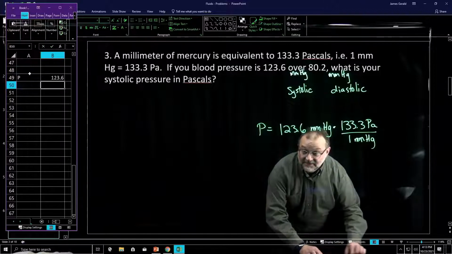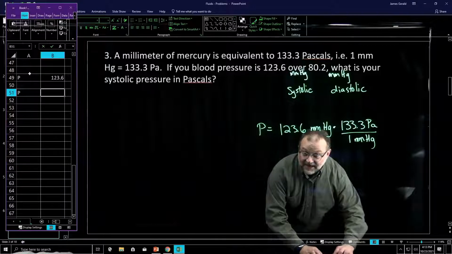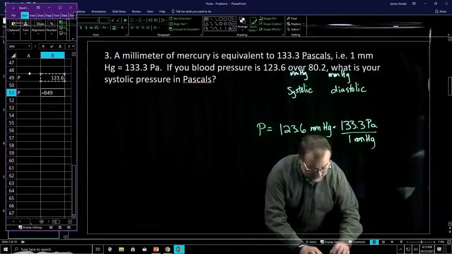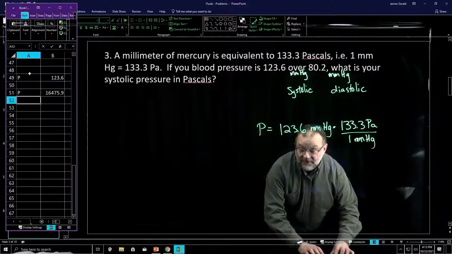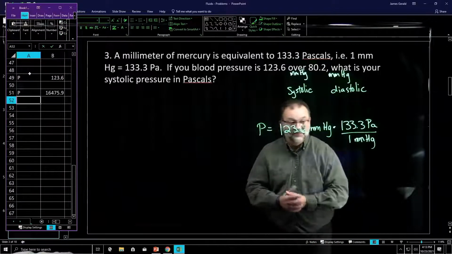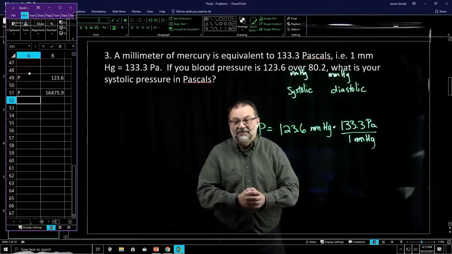123.6 is our pressure, and we want our pressure in pascals, and all we have to do is take this in millimeters of mercury and multiply by 133.3, and we have our pressure in pascals, 16,475. And that's it for problem 3.